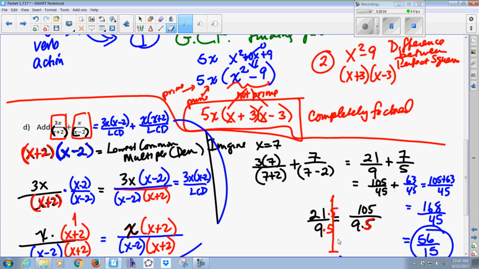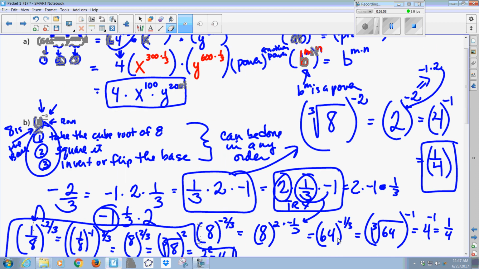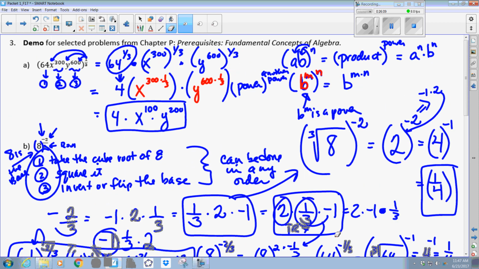So that's it for the demo. You have lots of problems to work out that are similar to the different sections in chapter P, the prerequisite chapter. Please let me know if you have any questions.